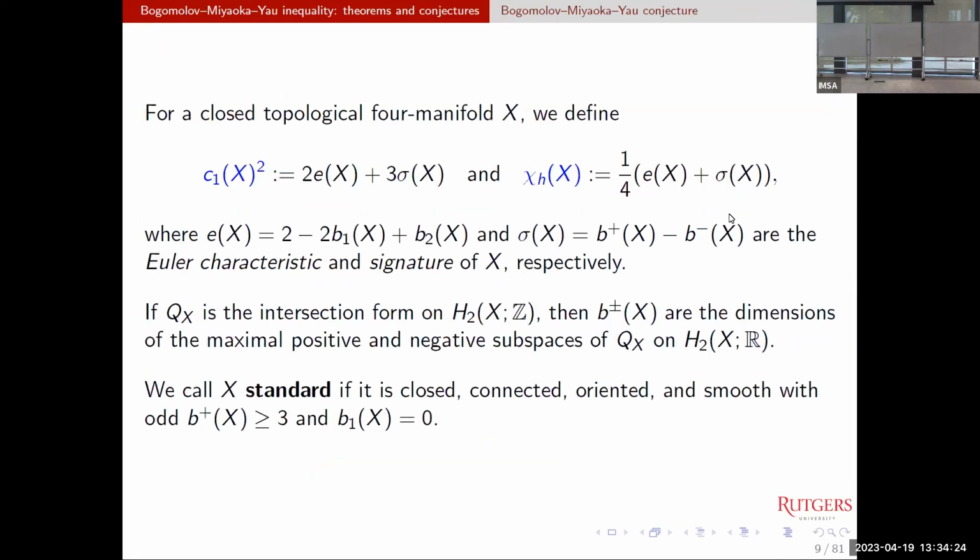All right, so we're interested in describing generalizations that apply to a broader category of manifolds. For that purpose, I'm going to rewrite the inequality slightly and also introduce some terminology.